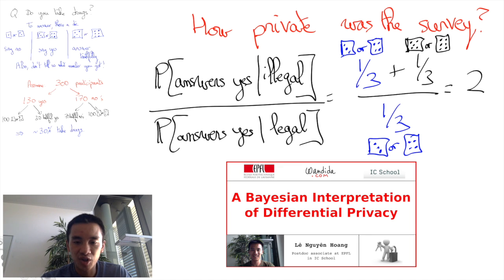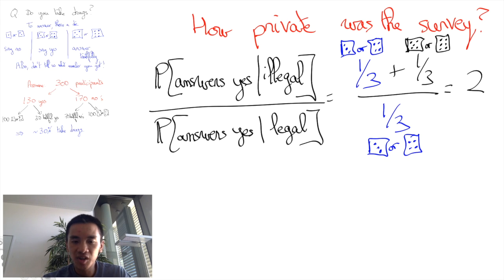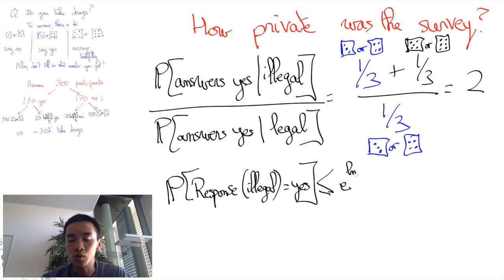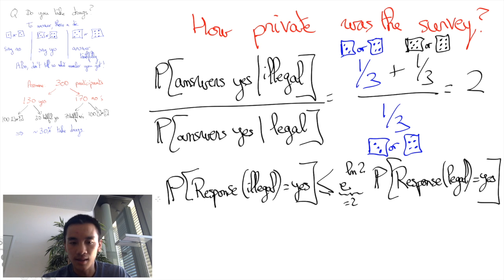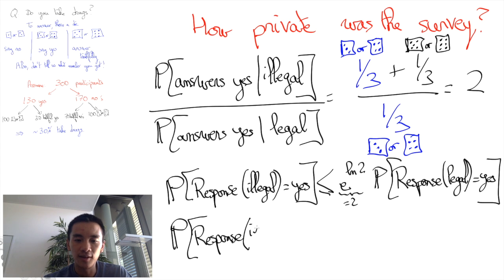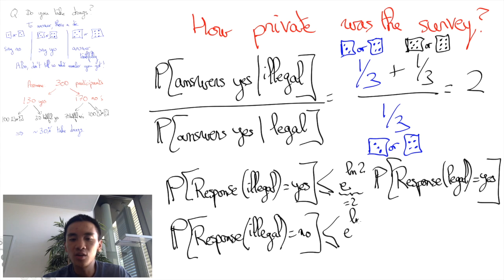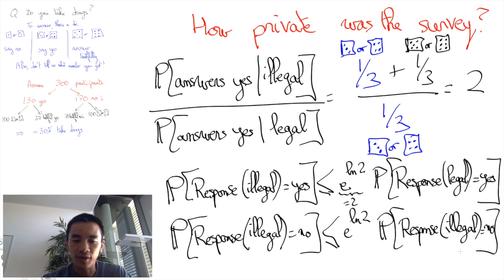A more precise interpretation of what I've just said informally here can be derived from the Bayesian interpretation of differential privacy. In particular, we have that the probability that the response is yes for someone who did something illegal is at most e to the log 2, which is equal to 2, times the probability that the response of someone who did nothing illegal is yes. And through a similar computation, we also have that the probability that the response of someone who did something illegal is no is at most e to the log 2 times the probability that the response is no for someone who did nothing illegal.